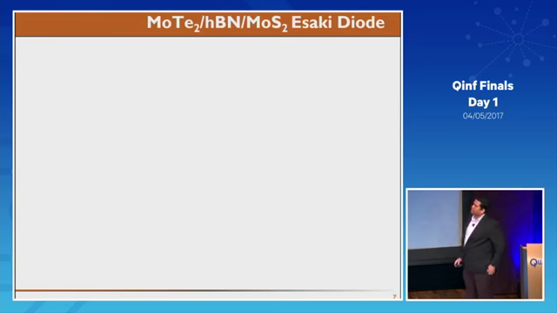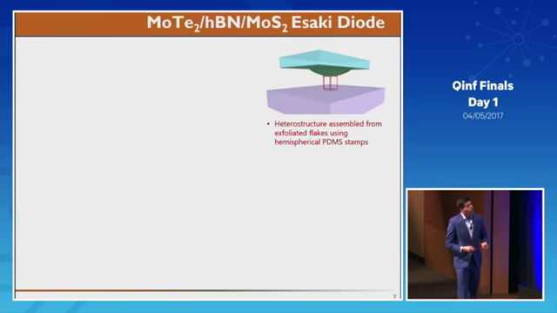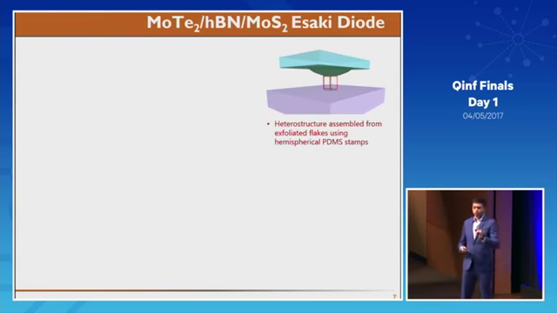Okay, so now take a look at our first innovation proposal, that is, demonstration of the room temperature Esaki tunnel diode based on a heterostructure. So our heterostructure stack will be assembled from exfoliated flakes using hemispherical PDMS stamps. This technique will allow us to very precisely pick up and transfer flakes on top of each other.